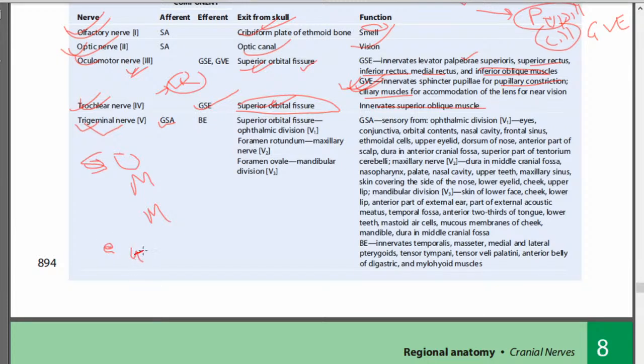It is visceral, and the information is different. General visceral efferent. What the hell? Trigeminal, V. I think since it's from the sensory division, it is general sensory afferent.